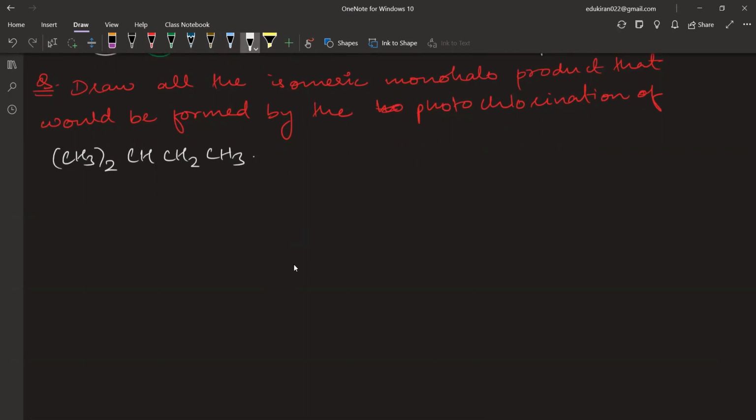So the first thing is how to draw this condensed structure. I have told you guys, you will draw it like this: CH, CH2, CH3. Now only this carbon needs 2 more bonds.